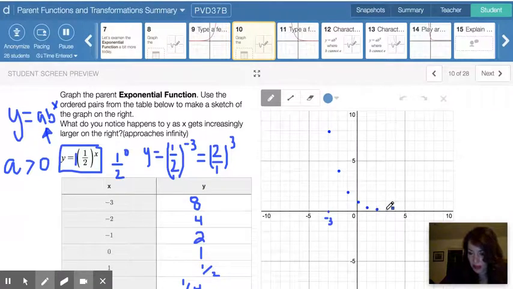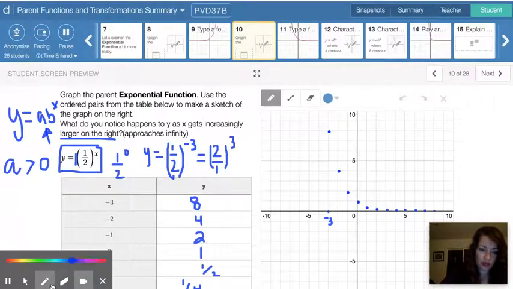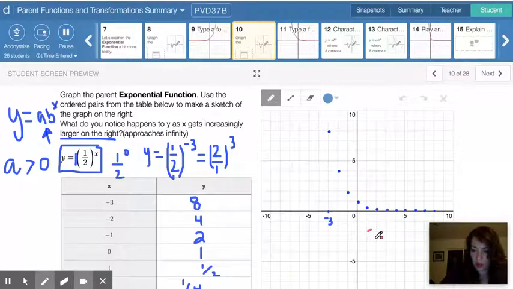And then if we kept going, if you guessed what would be 1/2 raised to the third power, that would be just 1/8. And so I just keep getting closer and closer to 0 as I move to the right. So here where it says, what do you notice happens to y as x gets increasingly larger on the right? So we are approaching 0, but we will never reach 0. So as I mentioned in the previous video, that would mean we would have a horizontal asymptote at the line y equals 0.